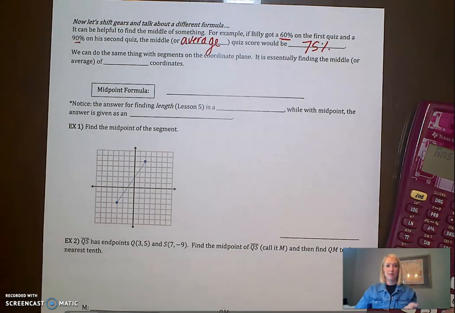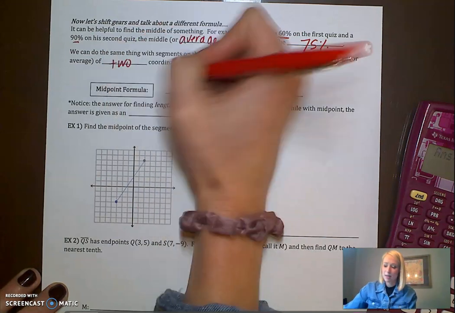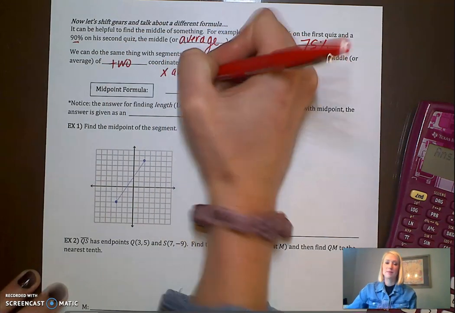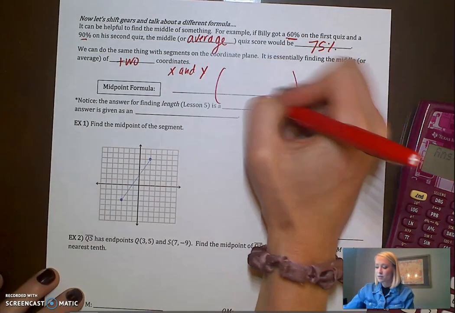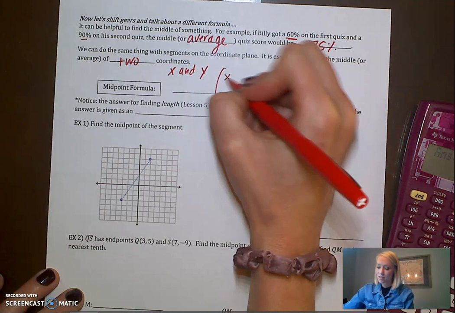Now, we can do the same thing here on the coordinate plane. It's very exciting stuff, and we're doing it with segments. Essentially, to find the middle, we just have to find the middle of the 2 coordinates. By coordinates, I mean the middle of the x's and the middle of the y's. So here's where the second formula comes in. Same thing, you do not have to memorize this. You just have to know how to use it.